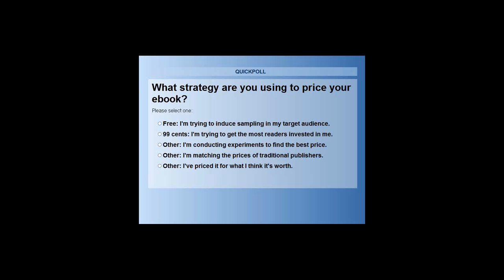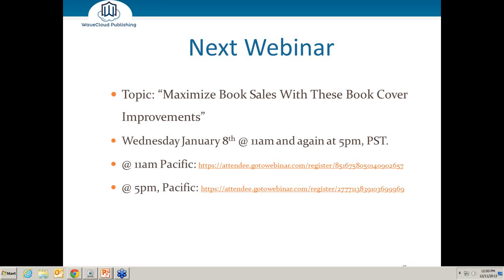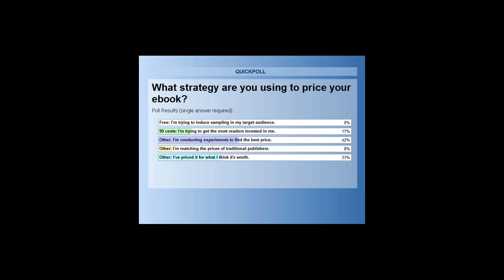Okay, I'm going to go ahead and close this out in 5 seconds, and then I'll share the results with everybody. And you can see what everyone else is doing out there for pricing their book. Okay, so we've got some folks out there doing 99 cents. No one out there currently doing a sampling strategy. We've got a bunch of people, and I think this is absolutely smart, conducting experiments. Find what the right price is for your book. You've got a couple folks out there who are trying to match what traditional publishers are doing, and that could be perfectly appropriate for you, especially if you have a great author brand and you're competitive with them. And then you've got others that are pricing it on a personal value basis, which is equally valid as well.